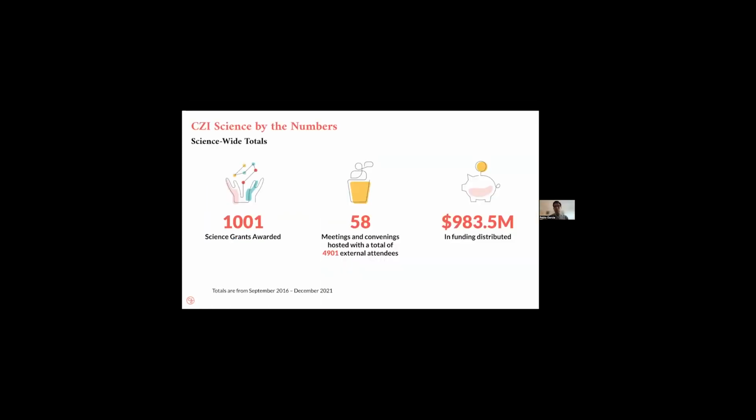So far, we have reached the 1,000 mark for the number of grants that we have given over the last 6 years that the Science Initiative has existed. A total of 58 different meetings and convenings where we try to bring people together to think really hard about problems and to provoke networking among the different grantees that we have. And we're very close to reaching the billion mark in terms of dollars that we have given in the form of grants.